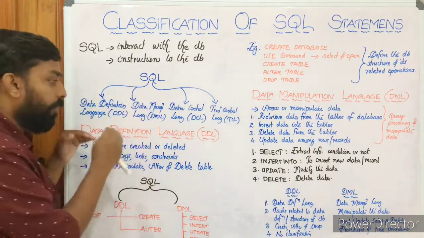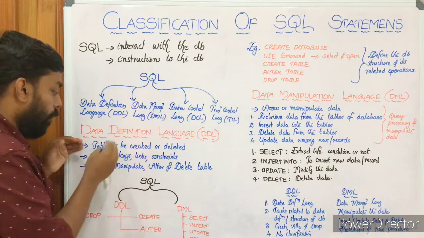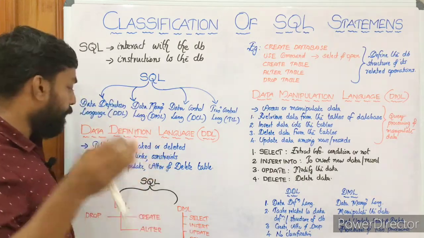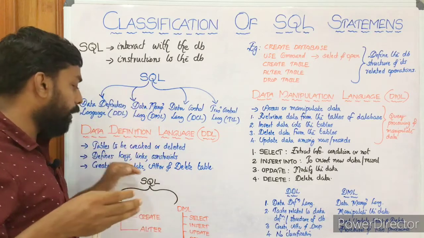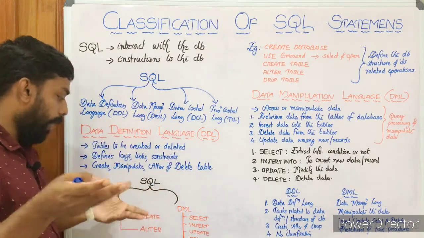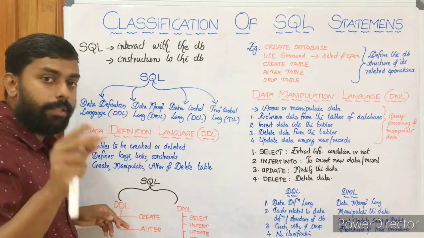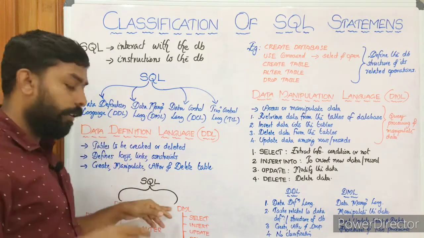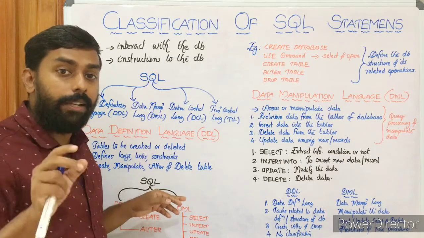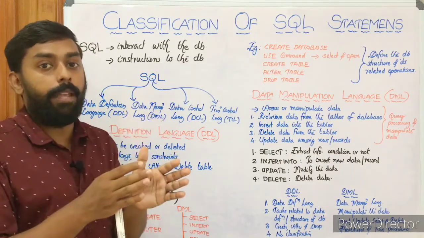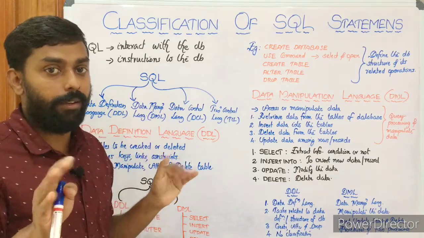The first one is data definition language. It allows tables to be created or deleted. It defines keys, links and constraints, to create, alter and drop tables. SQL is divided into 2 here, DDL and DML. We have 3 DDL commands: create, alter and drop, and DML commands: update, insert, delete and select, the UIDs. DDL, CAD, and DML, UIDs. Hope you get it.